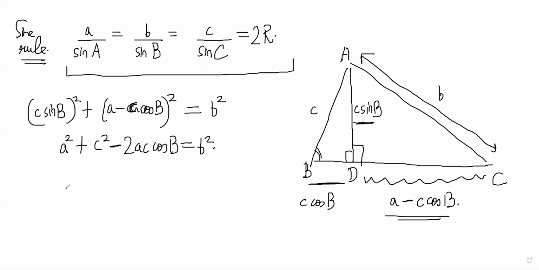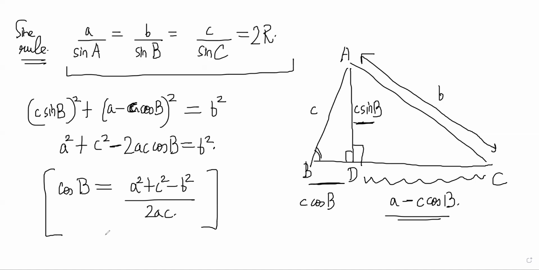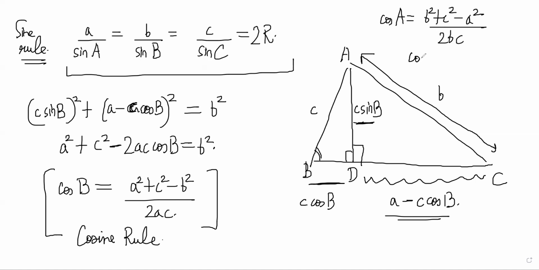And you should remember it like this. You will solve for cos B. Cos B will come out to be A square plus C square minus B square by 2AC, right? Once we have gotten cos B, in a similar way, you can say cos A will be B square plus C square minus A square by 2BC. And cos C will be A square plus B square minus C square by 2AB. You should realize that there is a nice pattern here.